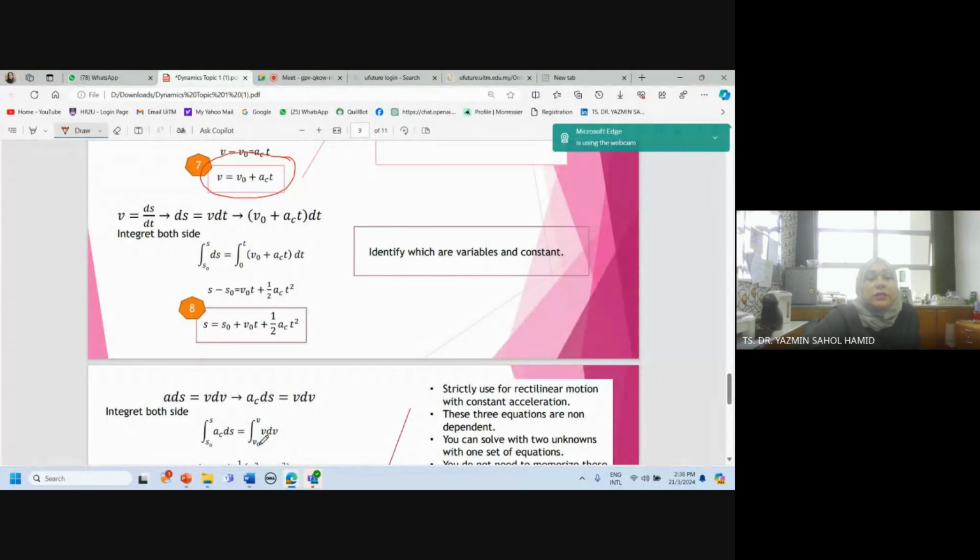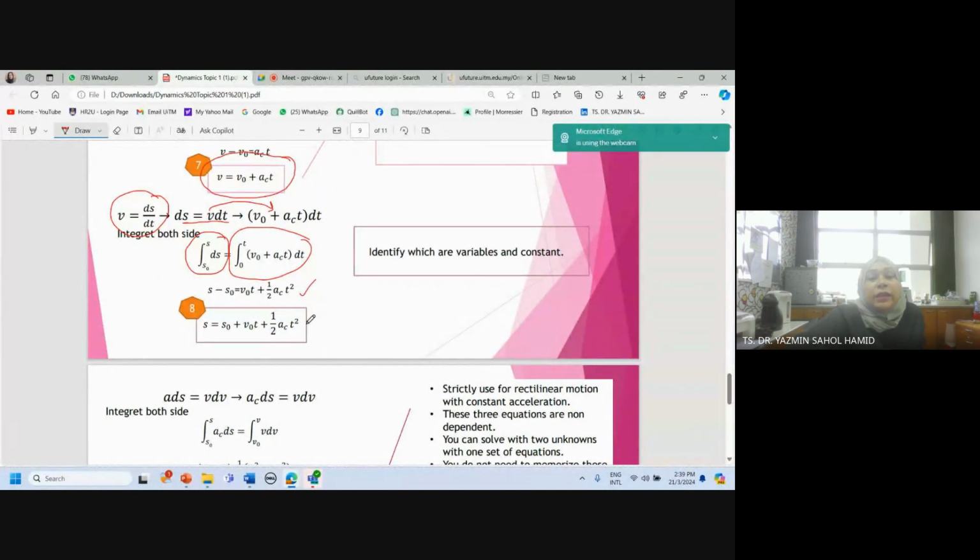Okay, for the second constant acceleration formula, we are going to use v equals ds over dt, whereby we bring ds to the left side and bring dt to the top, so it becomes v dt. Then again, our v we will replace with v equals v naught plus at, because we have already identified that. So now we can integrate the left and the right. On the left we integrate ds from s naught to s, and then we integrate on the right with respect to time, and this is the answer that we get.